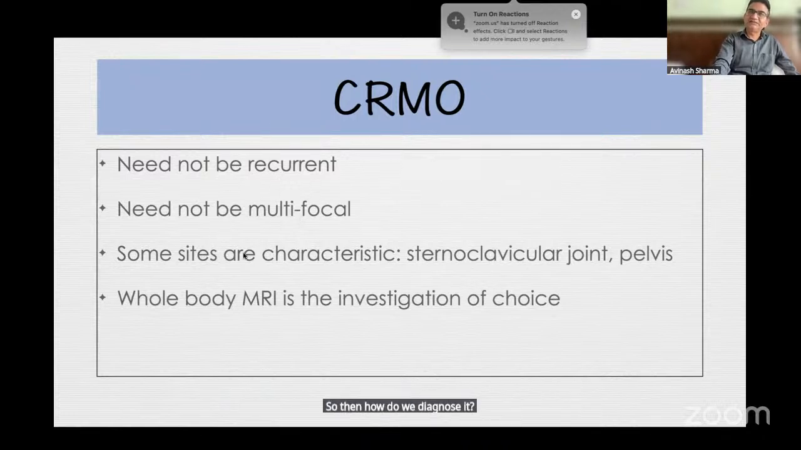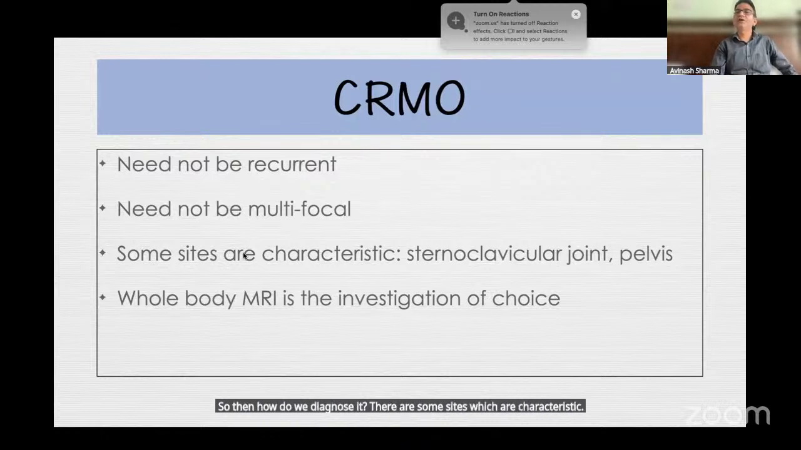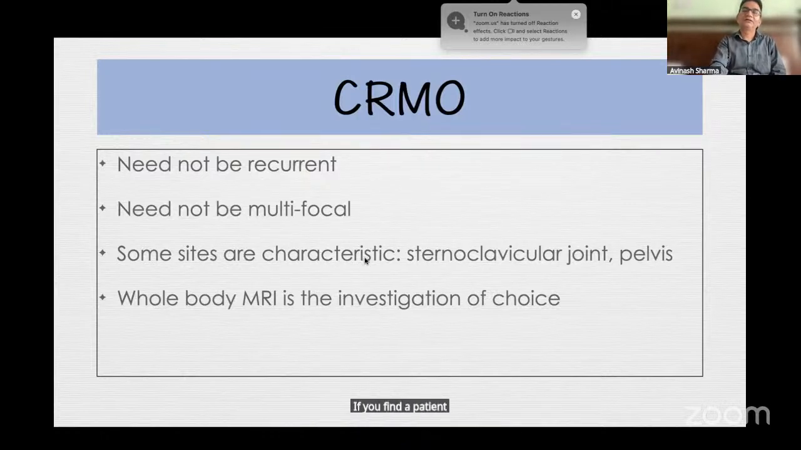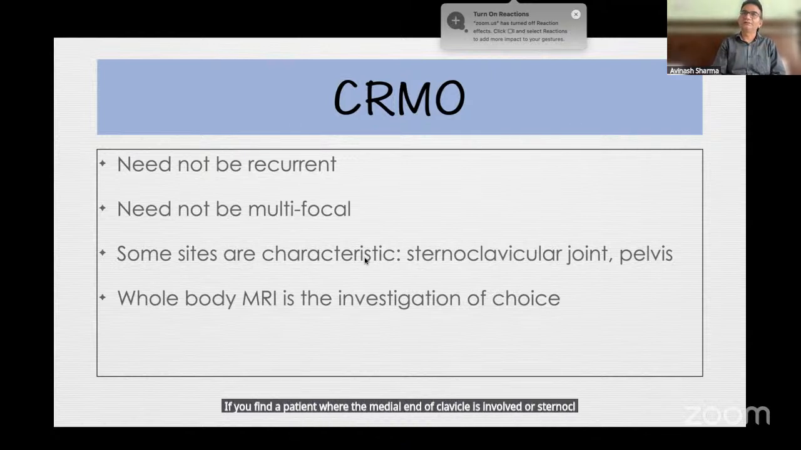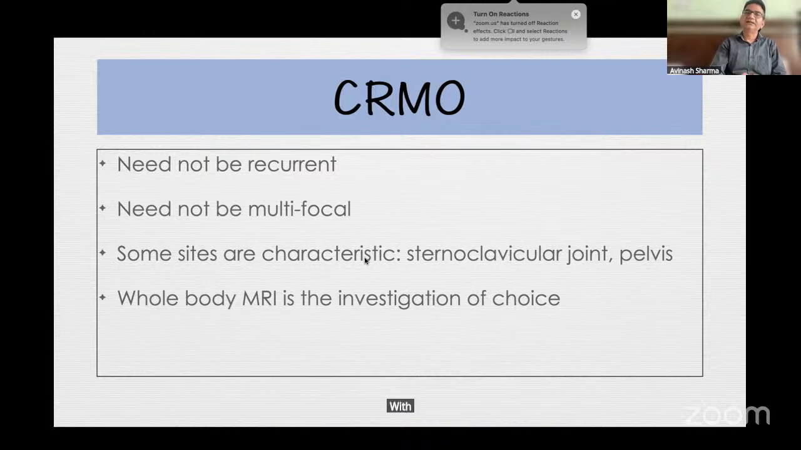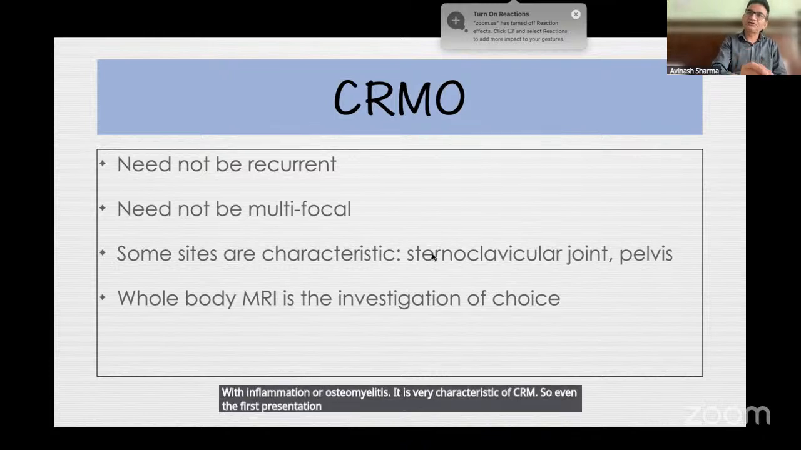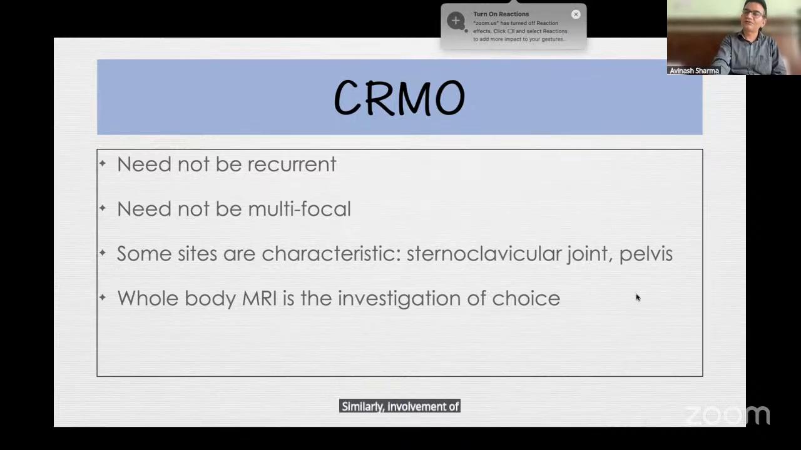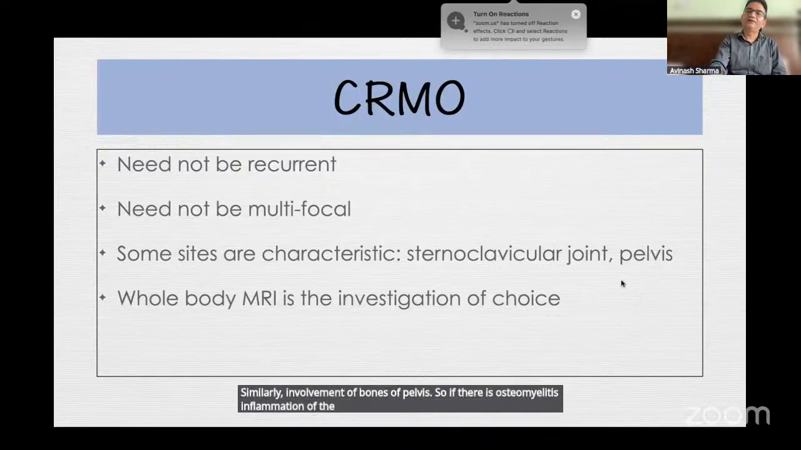There are some sites which are characteristic. If you find a patient where the medial end of clavicle is involved or sternoclavicular joint is involved with inflammation or osteomyelitis, it is very characteristic of CRMO. So even in the first presentation, with isolated involvement of the medial end of clavicle, you can think of CRMO. Similarly, involvement of bones of pelvis. So if there is osteomyelitis, inflammation of the bones of pelvis, we can think of CRMO. So these are some hallmark or characteristic sites.